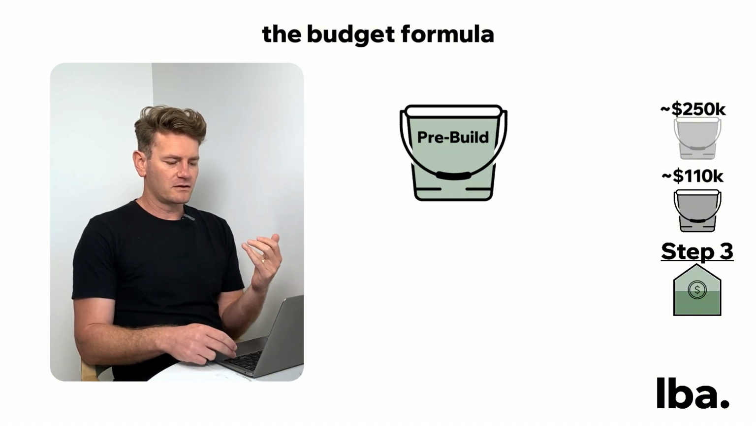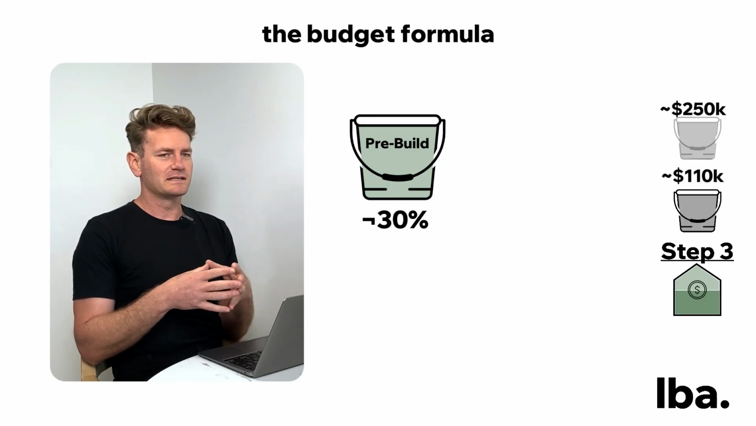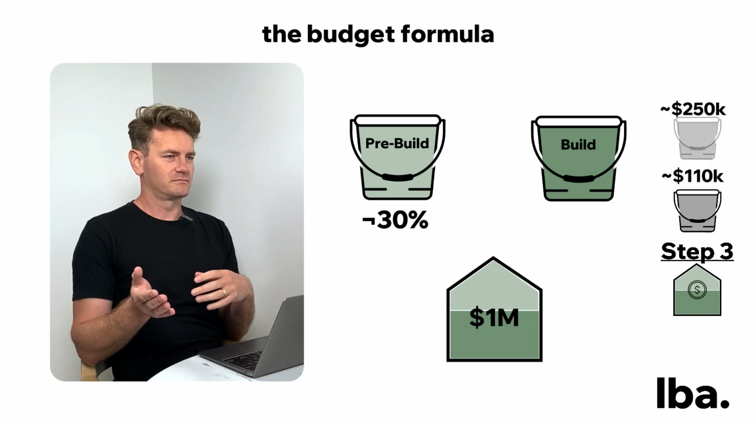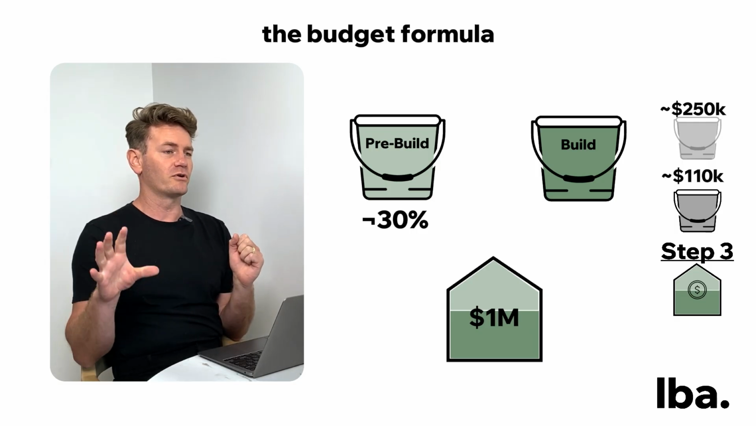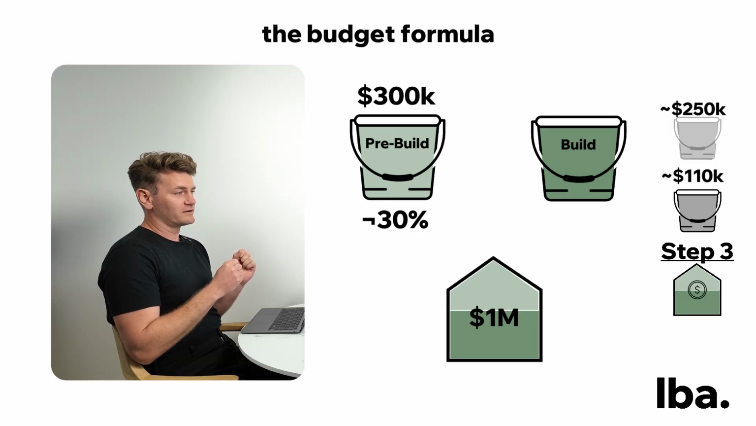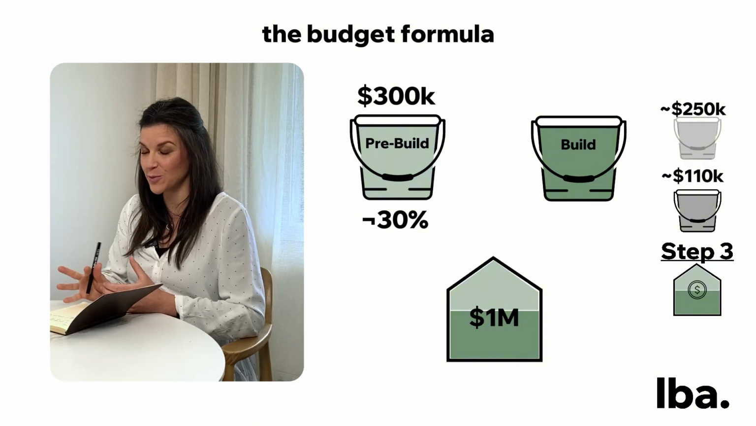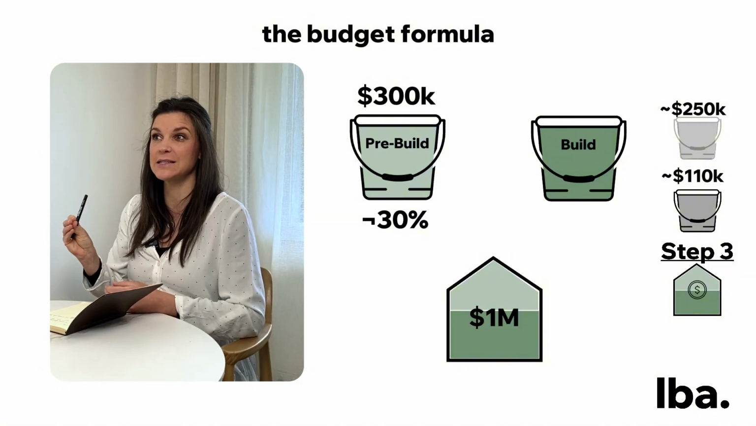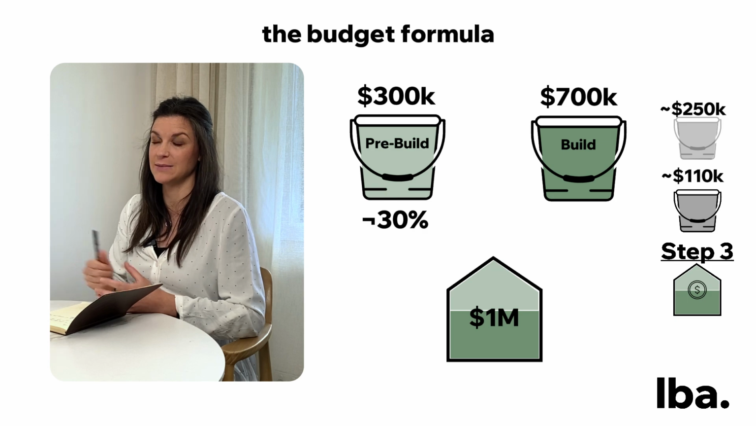And then you can use that same ratio, that same 30%, and say you've got a $1 million project. So let's say you've allowed $1 million as your total project budget. What's 30% of that? Well, 300 grand. So roughly 300 grand could go into the pre-build bucket. For a $1 million house, I would definitely say you probably end up on site with a 600 to 700 budget of build cost.